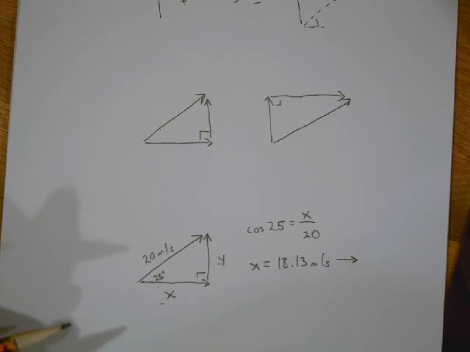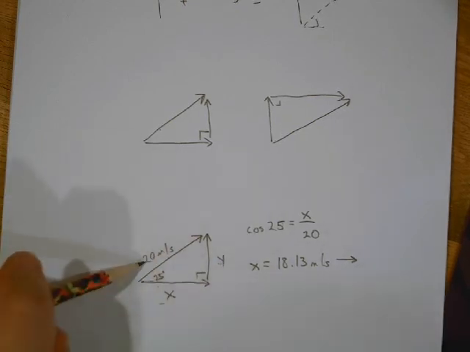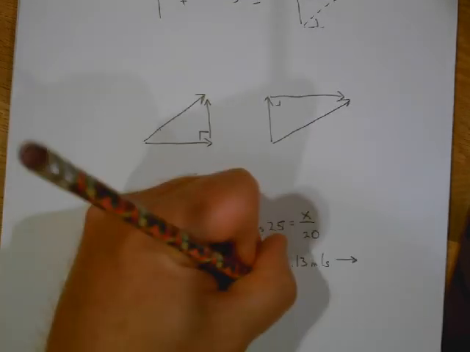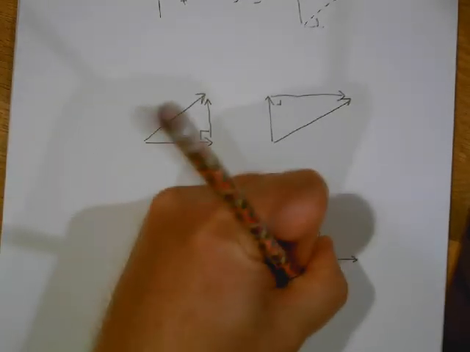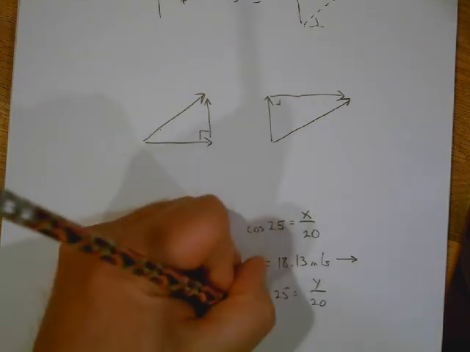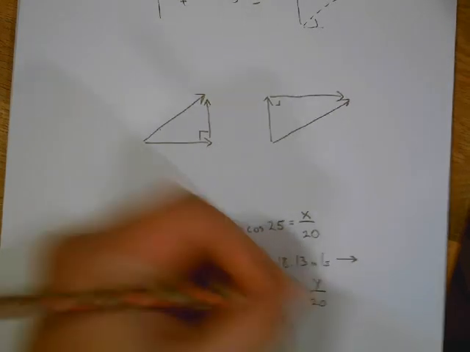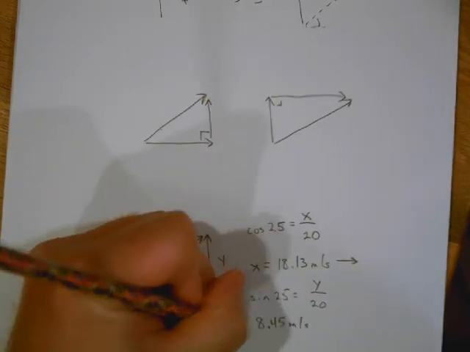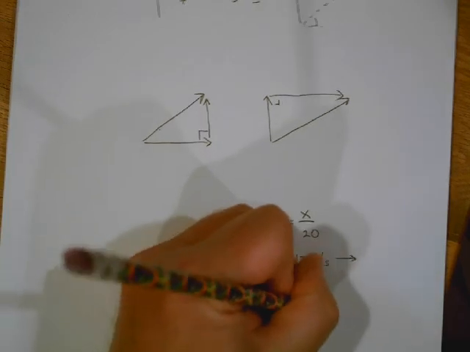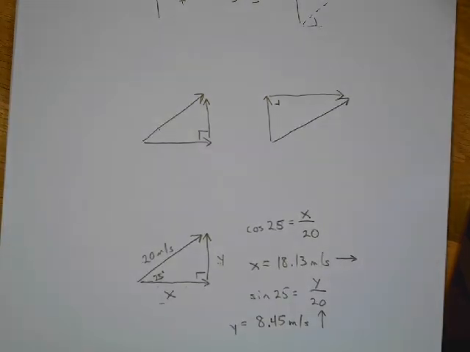And then if I wanted to find this side, I could use the Pythagorean theorem and say this squared plus y squared equals 20 squared. Or I could use sine. So I could say sine of 25 equals y over 20, and then plug my numbers in and solve. Like I said, you could pretty much do whatever you wanted. So this would be 8.45 meters per second. So y equals this. And then maybe this is north, maybe it's up, maybe I'll just draw an arrow going that way. But that's all you have to do to find your vector components.